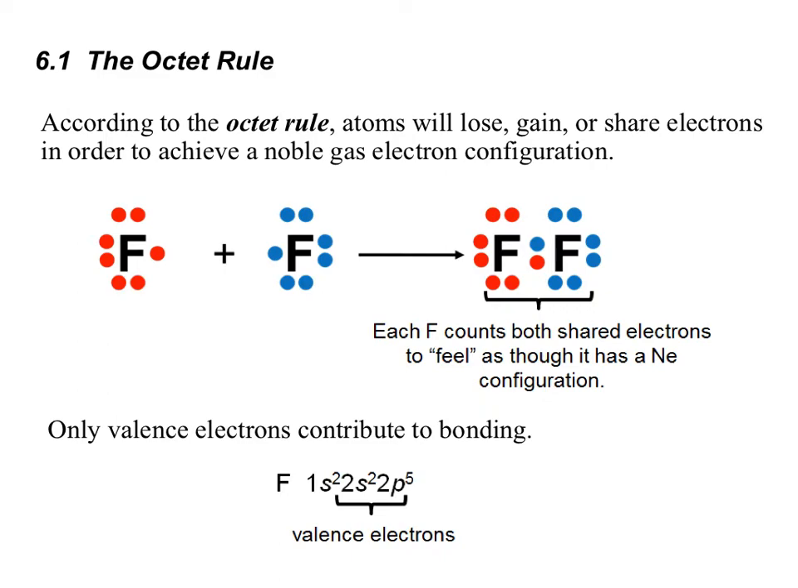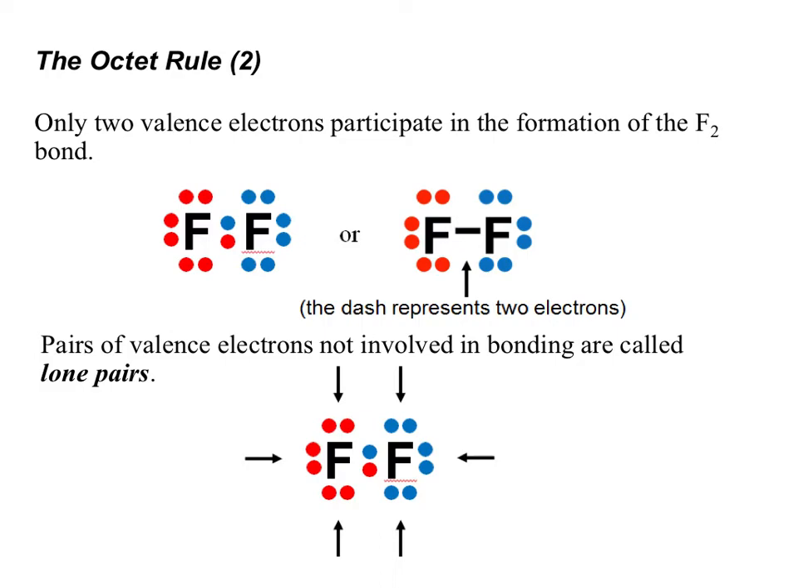Only valence electrons contribute to bonding. The valence electrons in fluorine, for example, being your 2s2 2p5 electrons. Only two valence electrons participate in the formation of the F2 bond. On the left here, we see the electrons shown in blue and red for the two different atoms, whilst on the right here, we represent the two shared electrons with a dash.